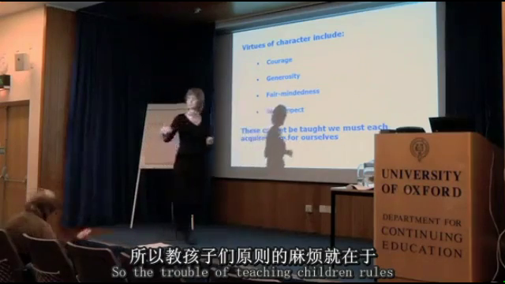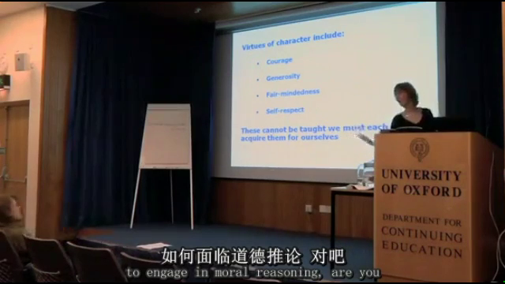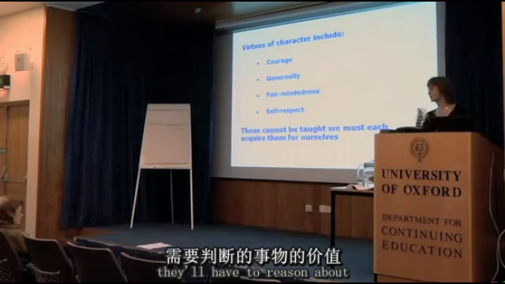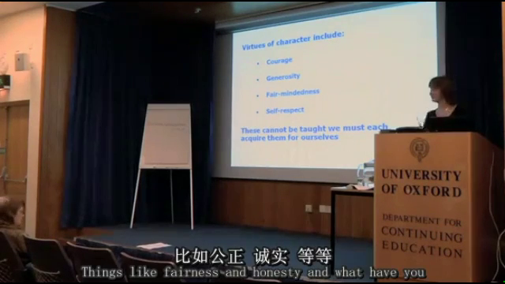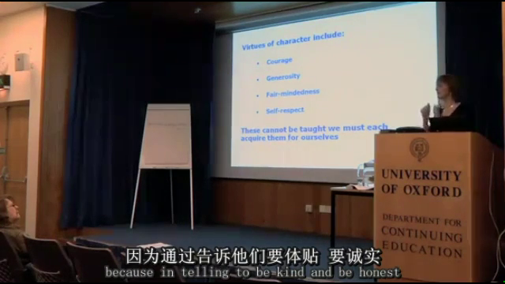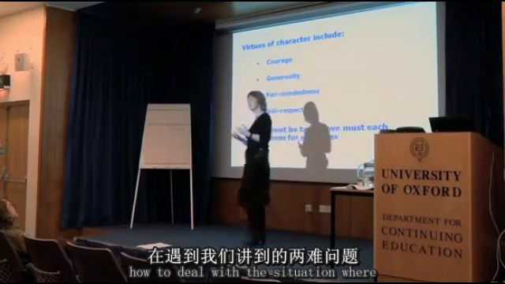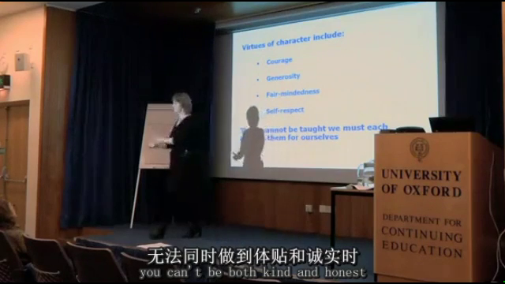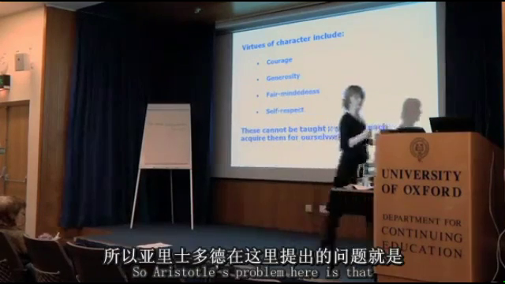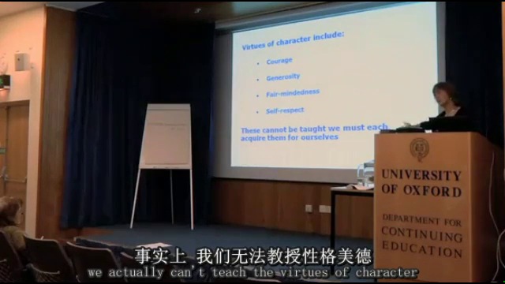So the trouble with teaching children rules is you're not actually equipping them to engage in moral reasoning, are you? You're helping to put them in a position where they value the things that they'll have to reason about, things like fairness and honesty and what have you. But in telling them to be kind and be honest, you're not giving them any clue how to deal with a situation where you can't be both kind and honest, as in the dilemma that we talked about. So Aristotle's problem here is that we actually can't teach the virtues of character.